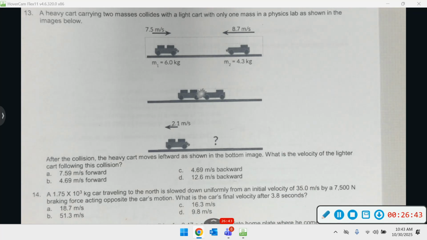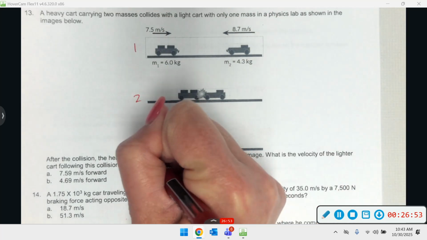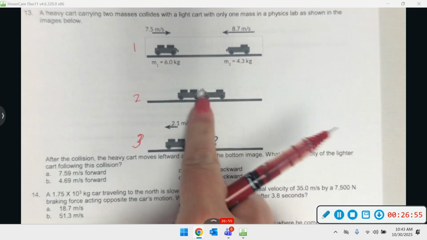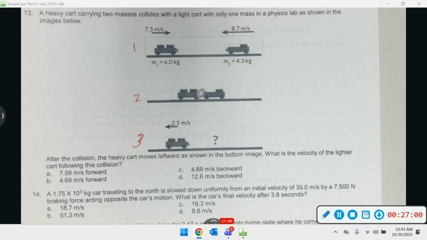Again, this one says a heavy cart carrying 2 masses collides with a light cart with only 1 mass in a physics lab as shown in the images below. So this is basically step 1, step 2, step 3. It's showing the parts of the collision. Here's before the collision, here's during the collision, here's after the collision. It says after the collision, the heavy cart moves leftward as shown in the bottom image. That's this one. What is the velocity of the lighter cart following the collision?